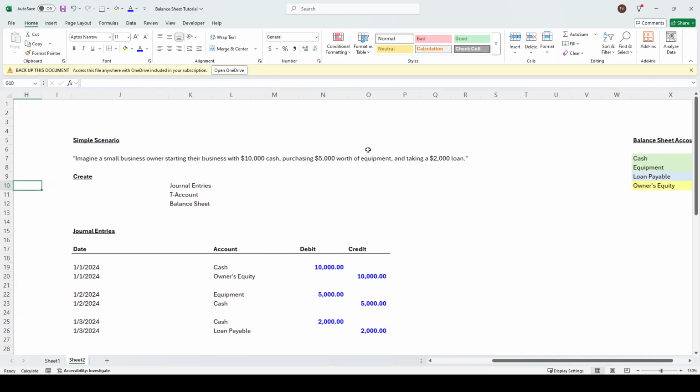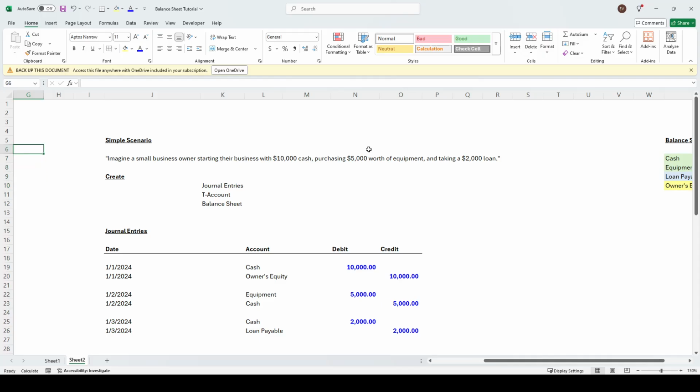First scenario, imagine a small business owner starting their business with $10,000 cash, purchasing $5,000 worth of equipment, and taking a $2,000 loan. So let's start off by setting up our journal entries.